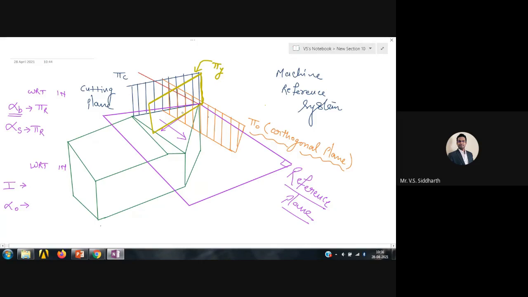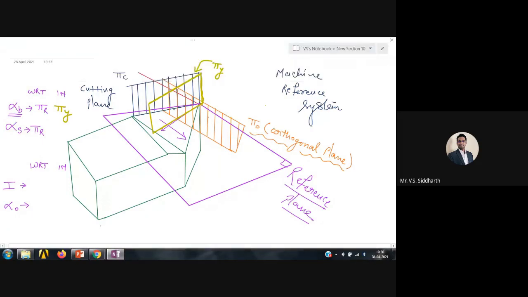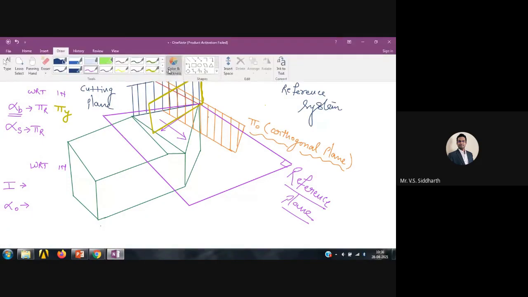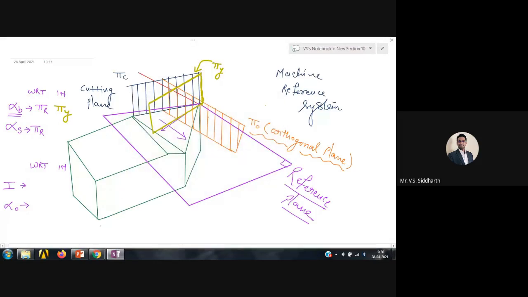Now we have measured the back rake angle with respect to pi r, and we have measured it in pi y. So which angle was it actually? That angle was this angle.